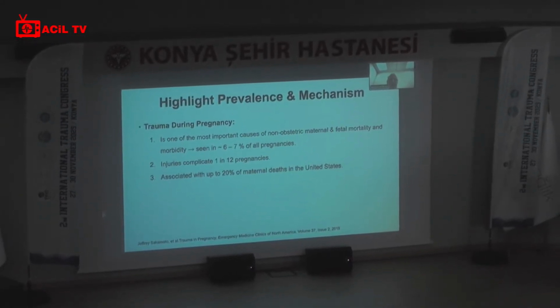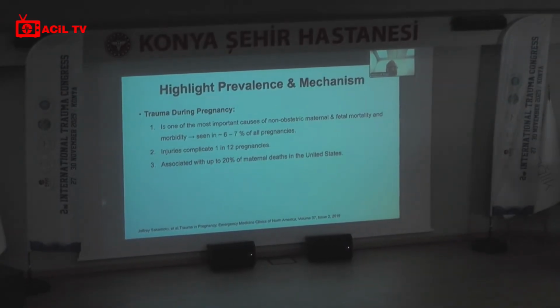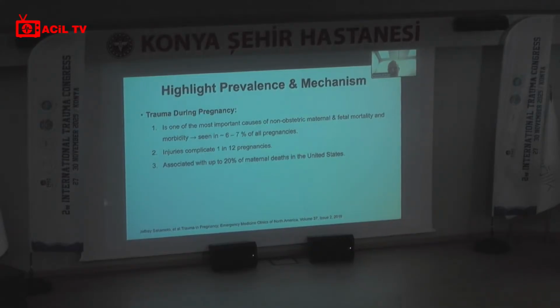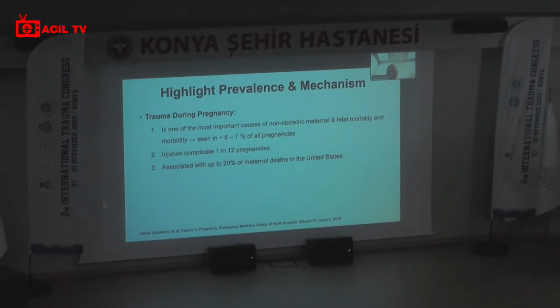As for the prevalence and the mechanism of injury for trauma patients during pregnancy, it affects 7% of all pregnancies. Injuries complicate 1 in 12 pregnancies worldwide, but in Qatar actually 1 in 4 pregnancies is affected by trauma, associated with 20% of maternal deaths in the United States, and it is 1% in Doha.